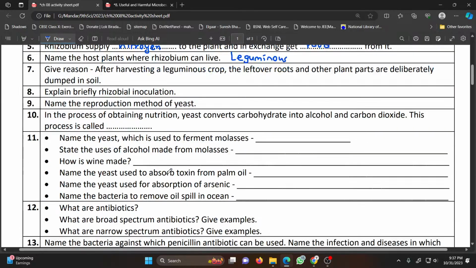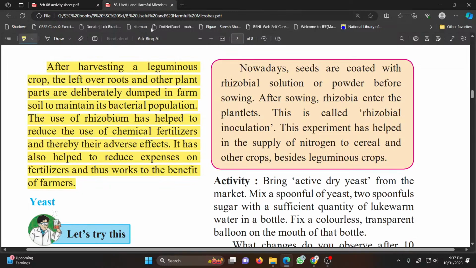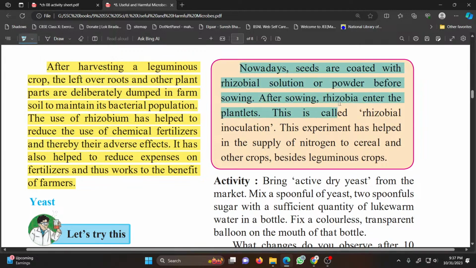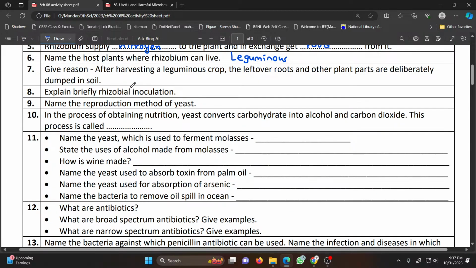Then briefly explain rhizobial inoculation. Nowadays seeds are coated with rhizobium solution or powder before sowing. Rhizobia enter the plantlets. This is called rhizobial inoculation. This experiment has helped in supply of nitrogen to cereals and other crops besides leguminous plants.